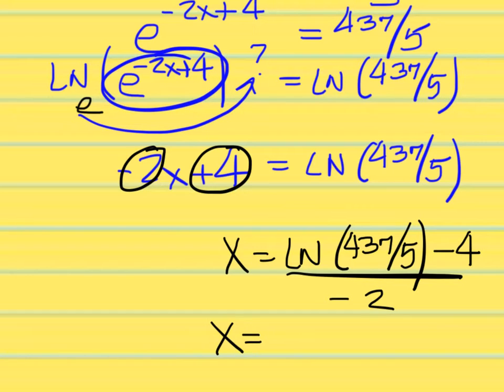So in your calculator, do log natural of 437 divided by 5 first. Get an answer by hitting enter. And then subtract 4. Hit enter. And then divide by negative 2. Hit enter. You should come back with negative 0.2352.